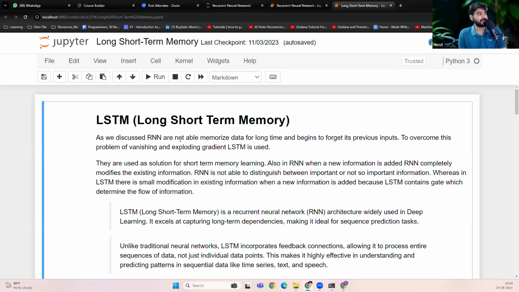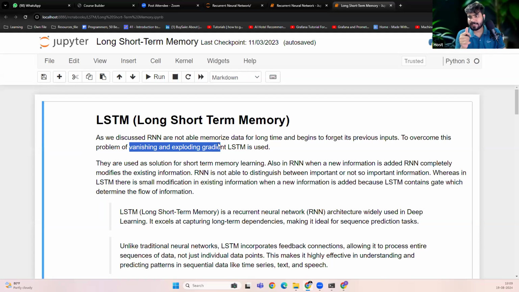RNNs are not able to memorize the data for a long time and begin to forget their previous input. So whenever we pass long sentences as a corpus of input data, after some time the RNN forgets our entire data. To overcome this particular issue, the vanishing gradient and exploding gradient issue, we use the LSTM.